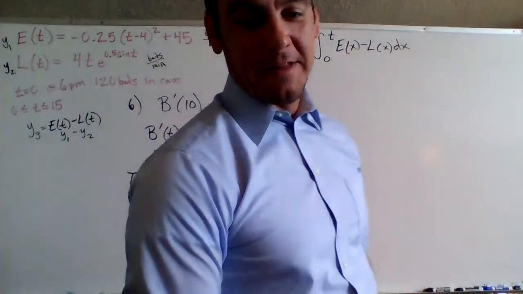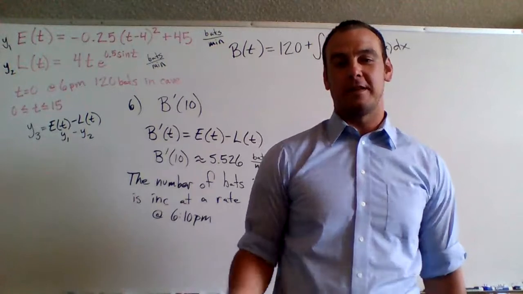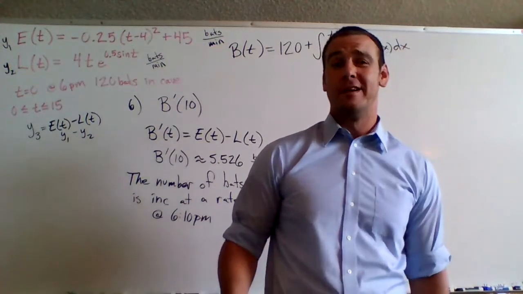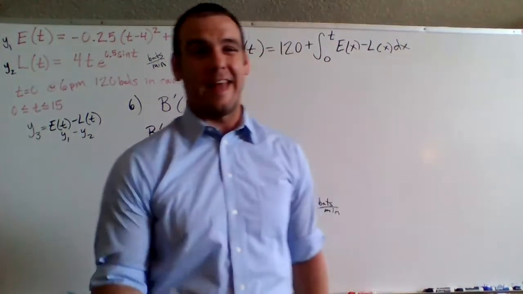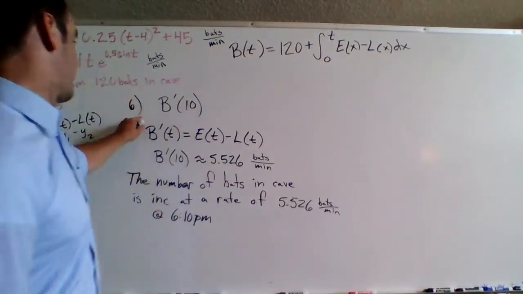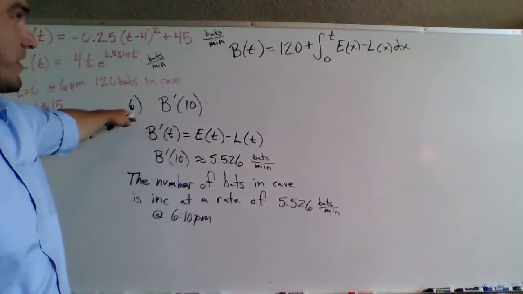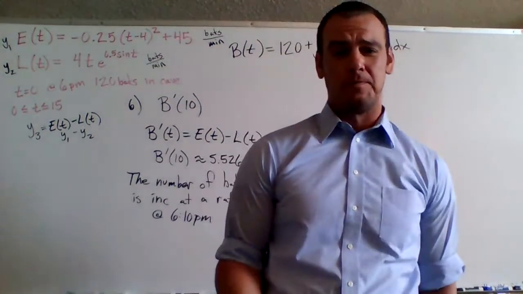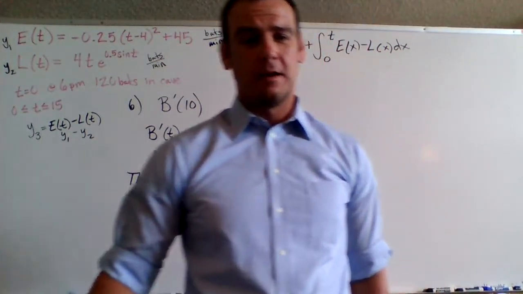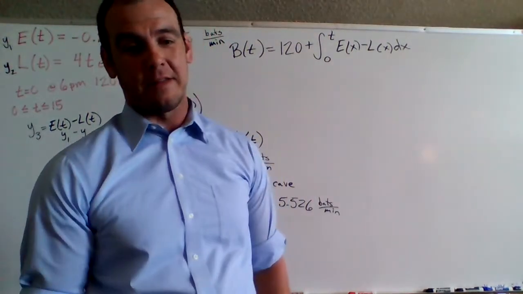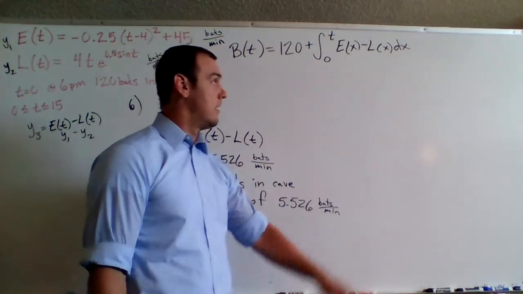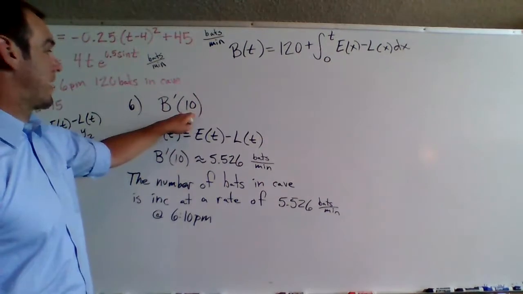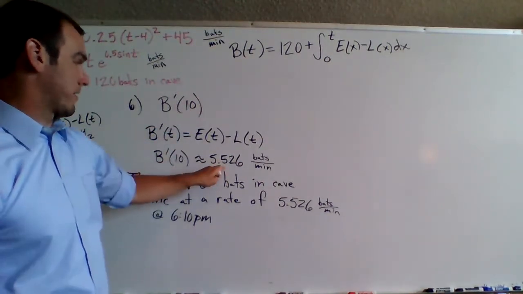All right. Number 7. Is the number of bats in the cave increasing or decreasing at 6:10 p.m.? Justify your answer. So basically it's asking the same thing as number 6 was. Just kind of getting you to understand there's 2 different ways they might ask this question to you, but it's the same exact thing. Okay, if we want to know if the number of bats in the cave are increasing or decreasing, we would want to find b prime of 10. We would find it's positive.